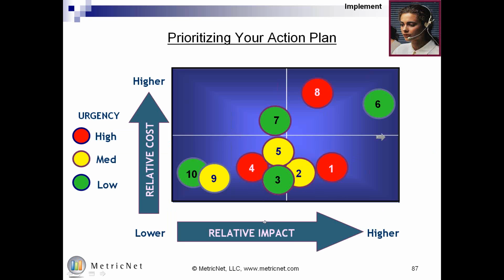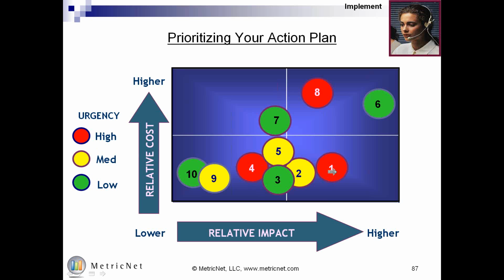They then put together a chart like this, and this is just illustrative, prioritizing your action plan. We've got 3 dimensions shown here. We've got the impact from lower to higher on the x-axis. We've got the cost from lower to higher on the y-axis, and then the color represents the urgency. So for example, if we look at action item number 1, it's relatively low cost, but has a very high impact, and it's urgent. So this is where you want to focus your attention.